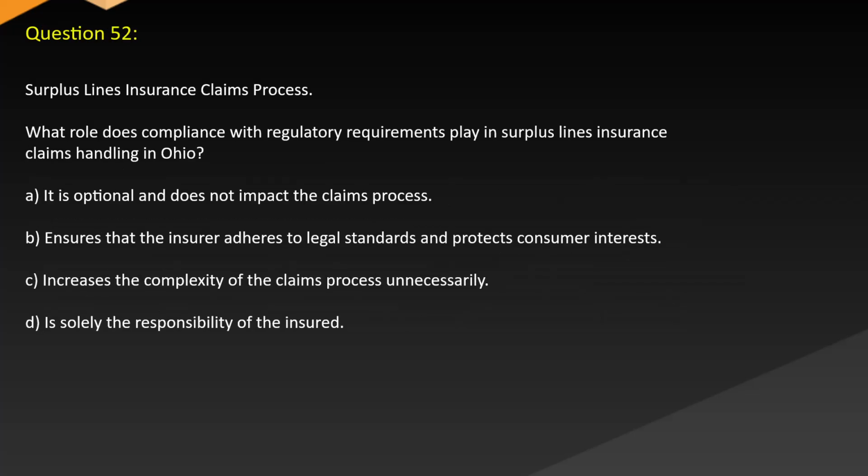3901-154. Question 52. Surplus lines insurance claims process. What role does compliance with regulatory requirements play in surplus lines insurance claims handling in Ohio? A. It is optional and does not impact the claims process. B. Ensures that the insurer adheres to legal standards and protects consumer interests. C. Increases the complexity of the claims process unnecessarily. D. It is solely the responsibility of the insurer.